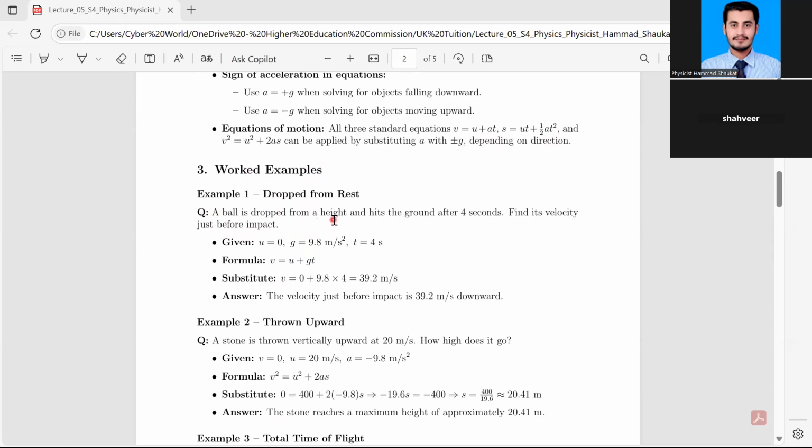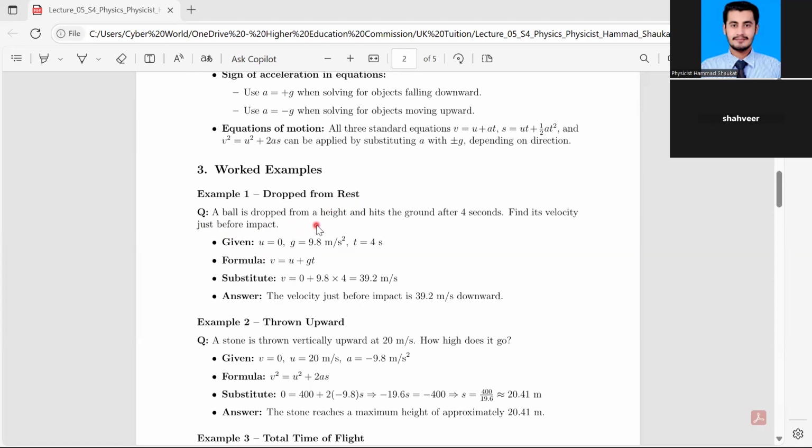A ball is dropped from a height and hits the ground after 4 seconds. Find its velocity just before the impact. So if the ball is dropped from a height, can you tell me what is the initial velocity of that ball? Zero. Yes, because the ball is at rest at some height and is dropped. There is no initial velocity given, so it means the initial velocity of the ball is zero.